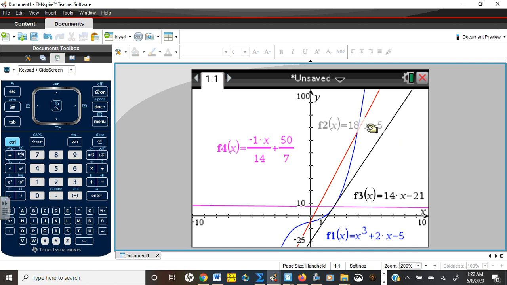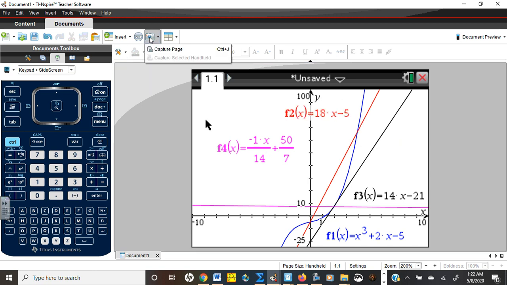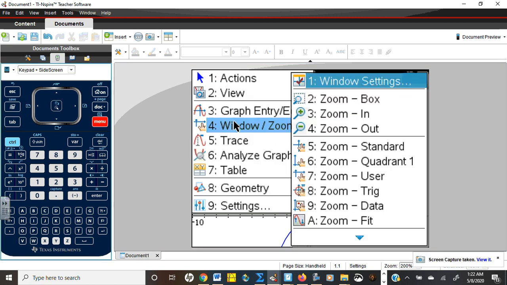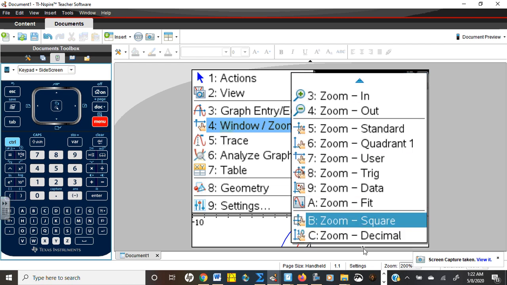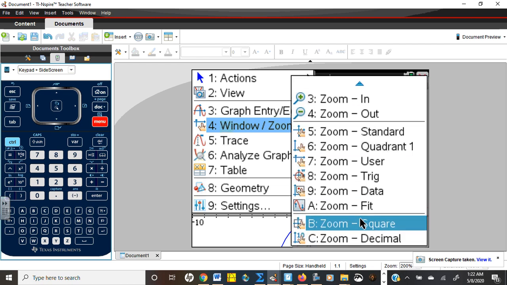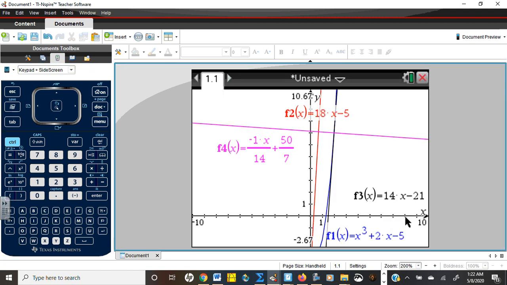If I hit zoom square, and I think it's way down here at the bottom, it'll make it so that anything that's perpendicular or circular suddenly looks like the way it's supposed to.